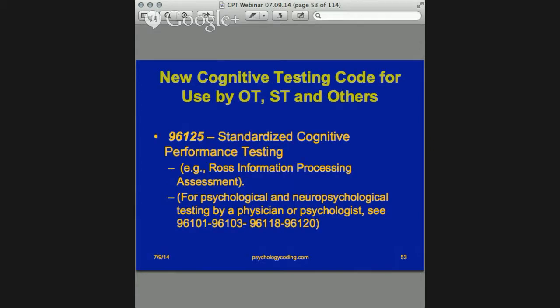There's a new cognitive code, actually not so new nowadays, 96125. This is the cognitive testing code that is used by OT, speech, and others. This is not intended to be used by doctoral level providers in medicine or in psychology.